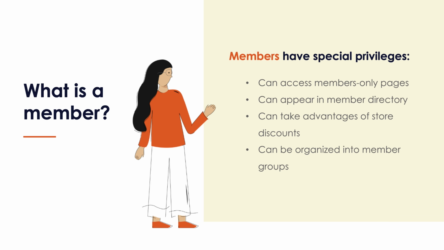And why that comes into play and why that's important is because you can give additional privileges and permissions to those people who are members. Same way that somebody who is an event registrant might have a reminder email for that event. Members can have additional privileges like being able to access the member-only pages that you define. They can also do things like appear in the member directory. They can take advantage of discounts on event registrations or in the store. And you can also organize them on the back end into member groups.